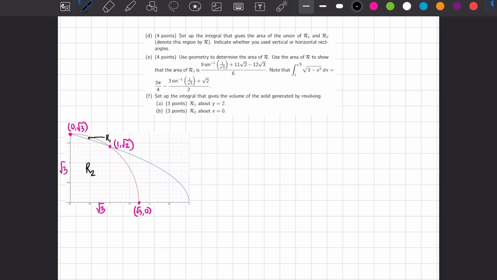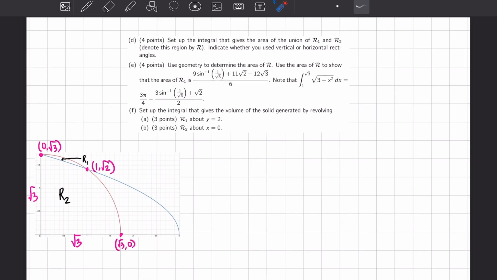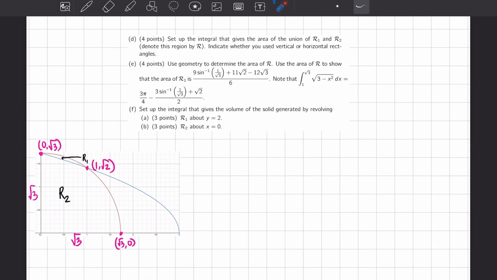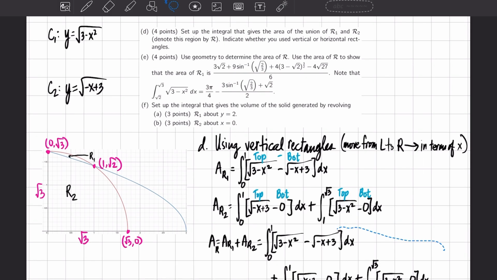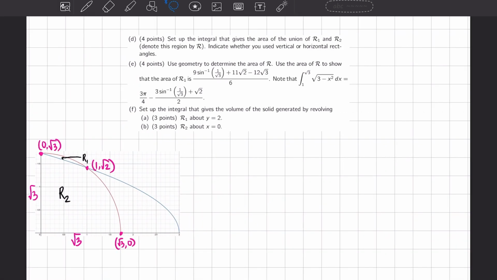For letter E, we use geometry to find the area of the region R. Use the area of R to show that the area of R1 is this one right here. And note that we are given the value for this certain integral. So since the one given here is in terms of x, we will use the one that we set up using vertical rectangles. So we have this one right here. Let's lift it to the next page.